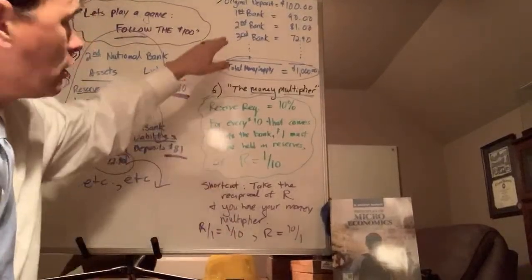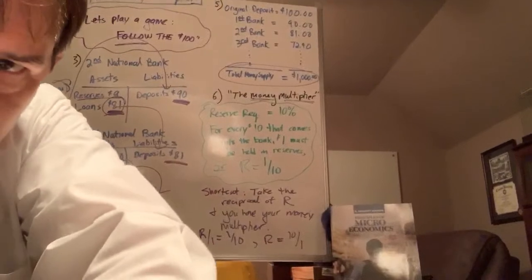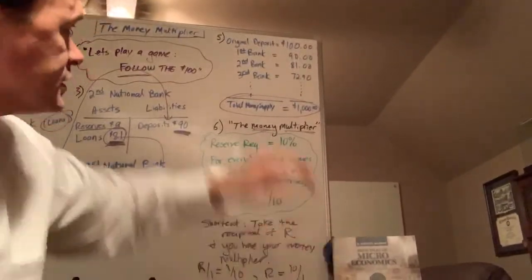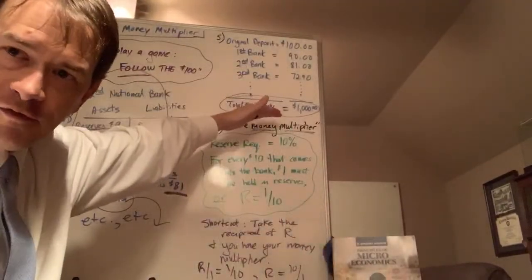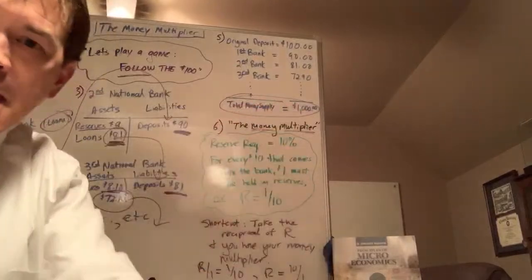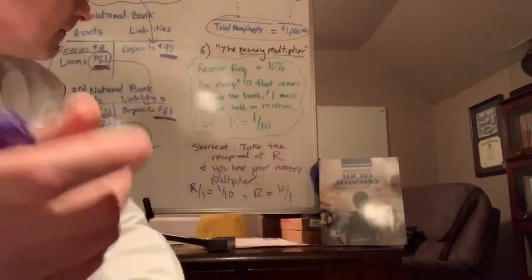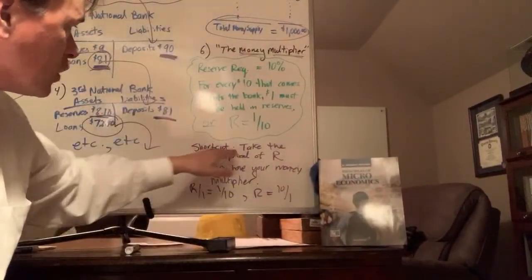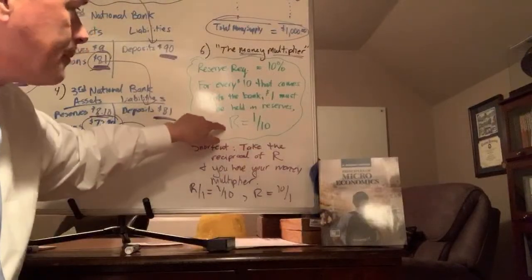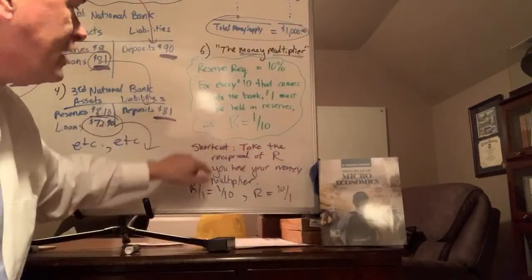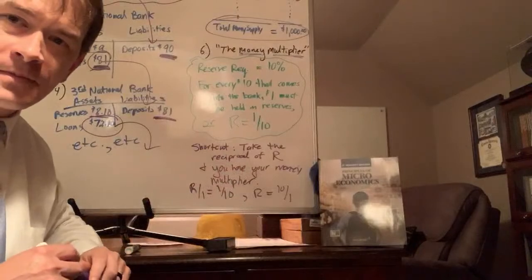All right, so there's a shortcut there. If you have to do all of this calculation up here, we all know from math class, if you have to do step-by-step calculation, I just did dot, dot, dot, and then I worked it for you. They do it in the reading. But there's always a shortcut if you're clever, all right? So let's be clever, okay? There's a shortcut. Take the reciprocal of R, and you have your money multiplier, okay?